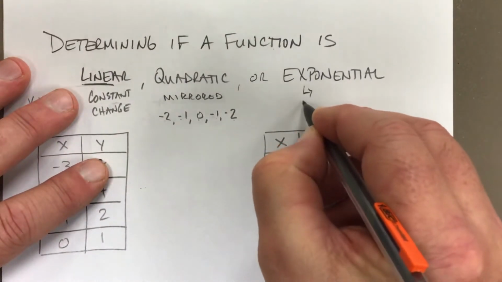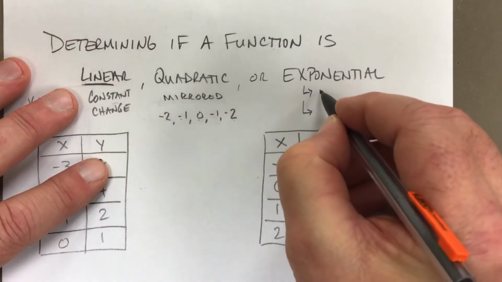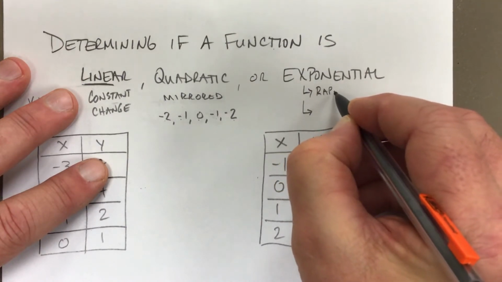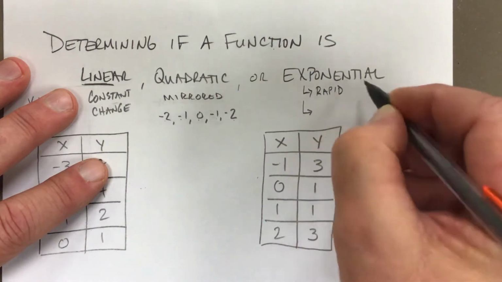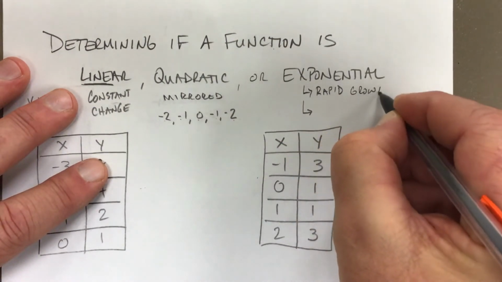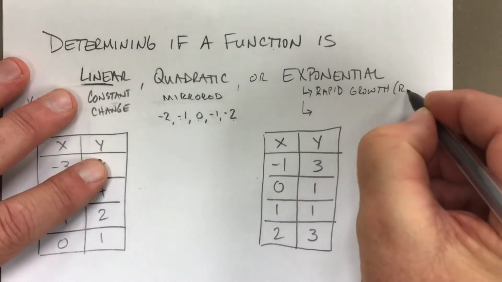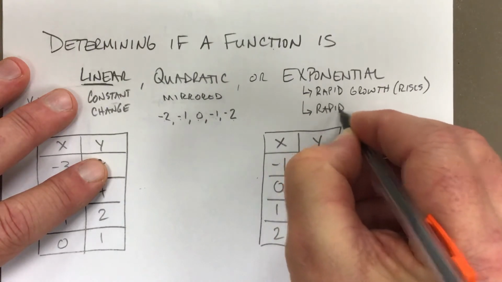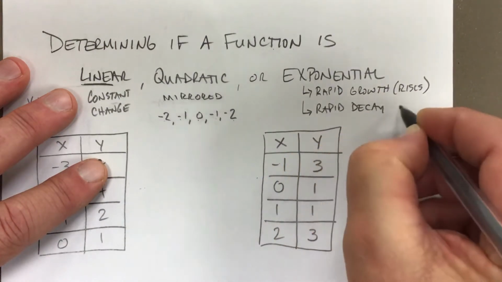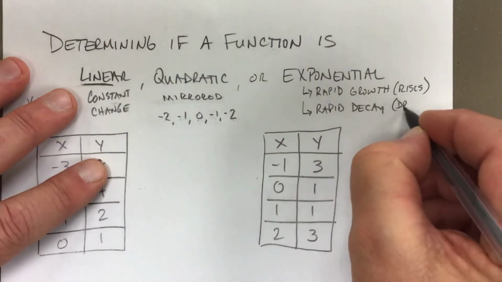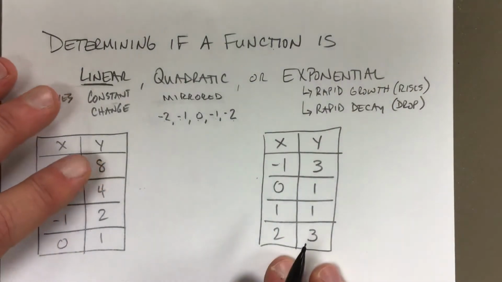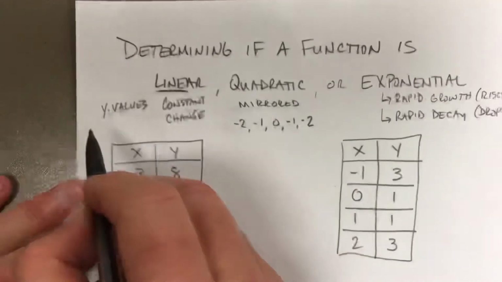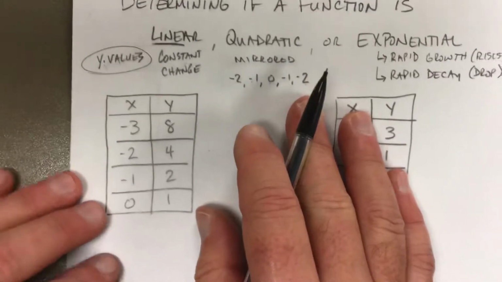Exponential has two cases you may want to look at. Exponential can be rapid growth, which means it rises really quickly, or it could be rapid decay, which means it's dropping. So exponential means that it moves pretty quickly. Again, we're looking at just the y values, folks. All right, let's take a look at it.